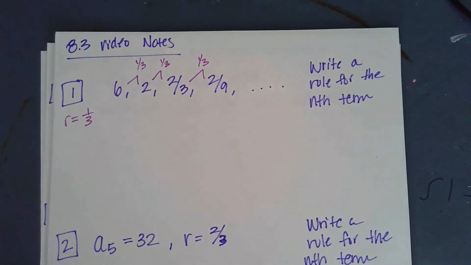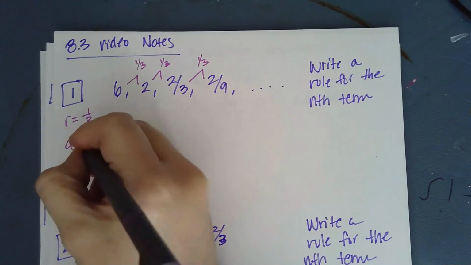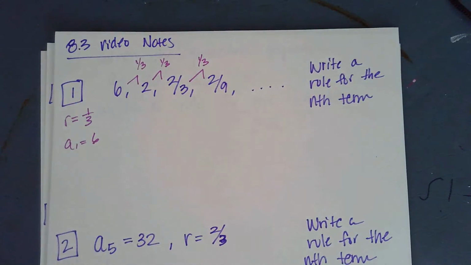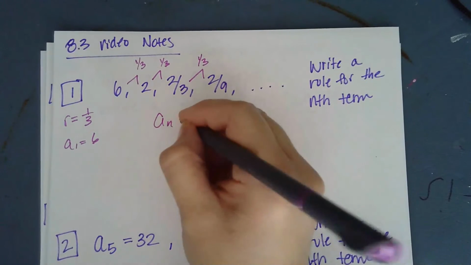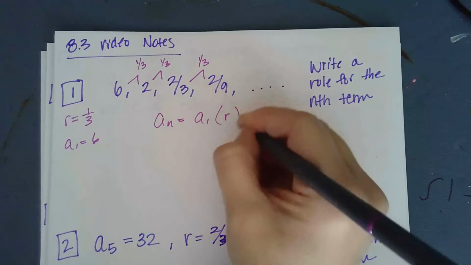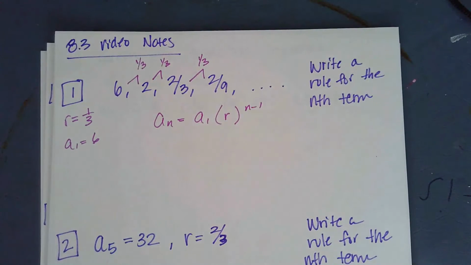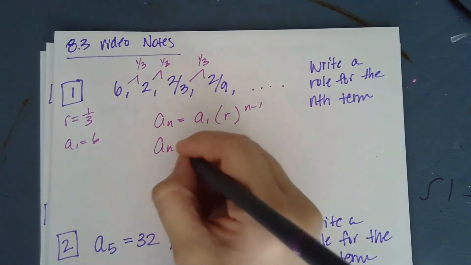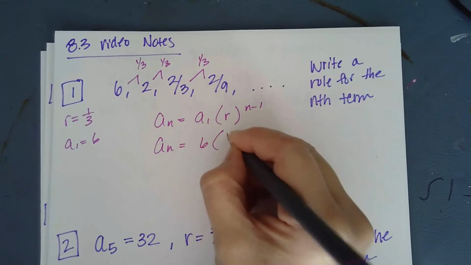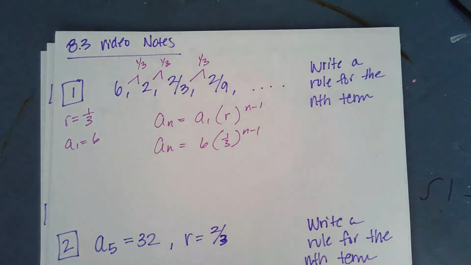In order for us to write the rule, we need our common ratio and we need our first term. Just like with arithmetic, we needed a common difference and our first term. With geometric, it's very similar, but we need the common ratio and the first term. So I'm going to go ahead and start with my equation, that one that we just talked about. This is our general form for a geometric sequence. I'm going to plug in what I know. So this one I've already given you basically all the information. There's not anything to simplify. That would be your equation.